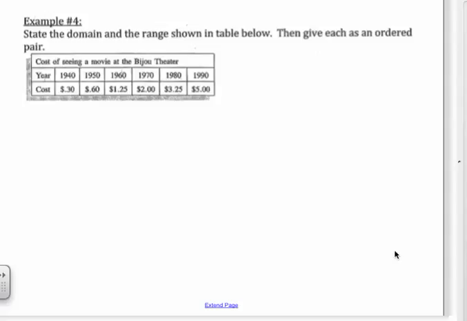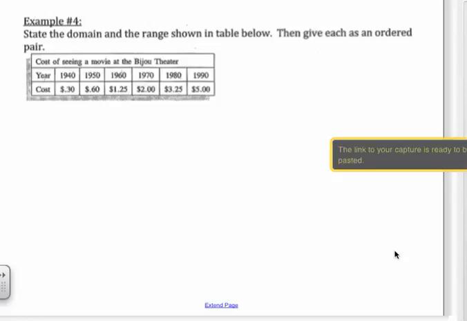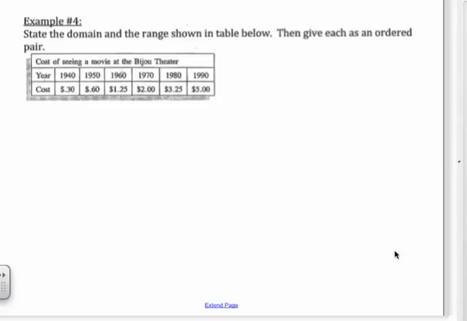Okay, guys. I've never been to the Bijou Theater. I don't know where it is, and I don't really care. But apparently people think we should know that, so they just gave the name. It says the cost of seeing a movie at the Bijou Theater from the years 1940 to 1990.